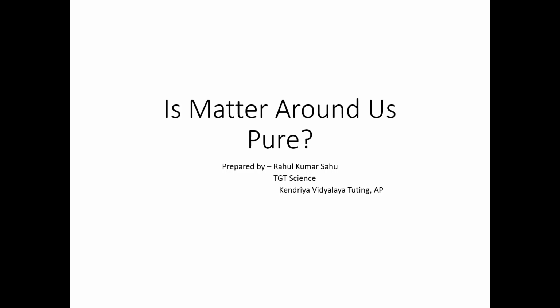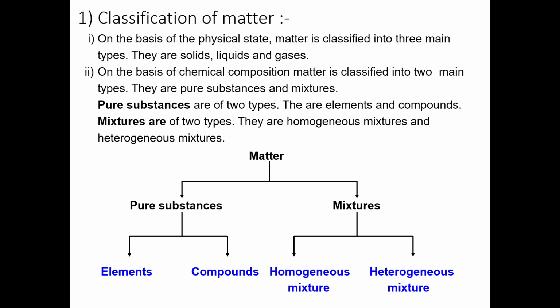Today I am going to discuss the second chapter of your class 9 NCERT book, that is, Is Matter Around Us Pure? As in the previous chapter, Matter in Our Surroundings, we talked about what is matter. If we recapitulate, matter is a thing which has its own mass and occupies some space. In this chapter, as the question itself says, is matter around us pure? So we will talk regarding the purity of matter.